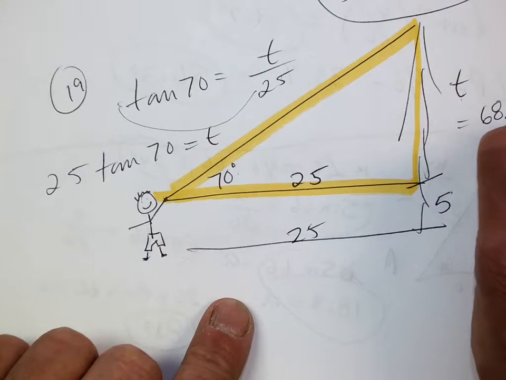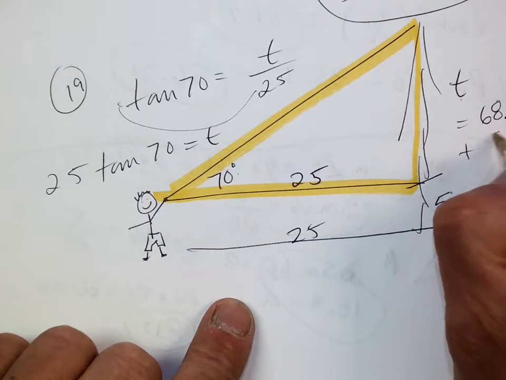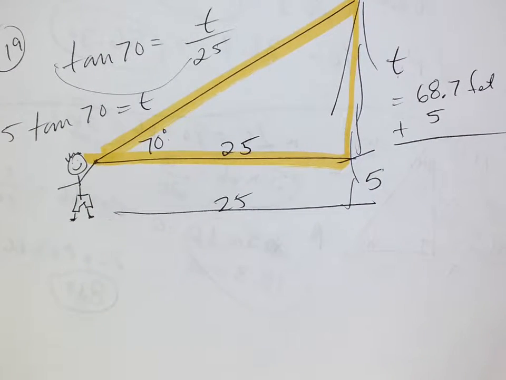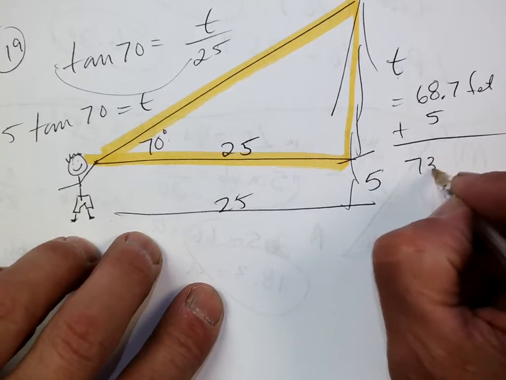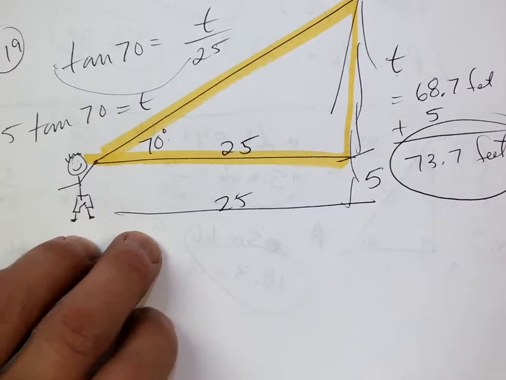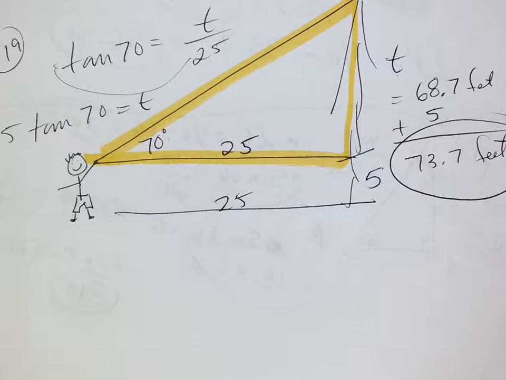So 68.7 feet, but we've got to add in the 5. Definitely add in the 5. 68.7 plus 5, and I get an answer of 73.7 feet. Okay, that's not bad, is it? Okay, we're almost done.